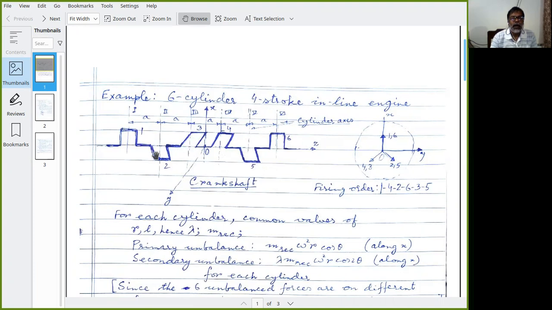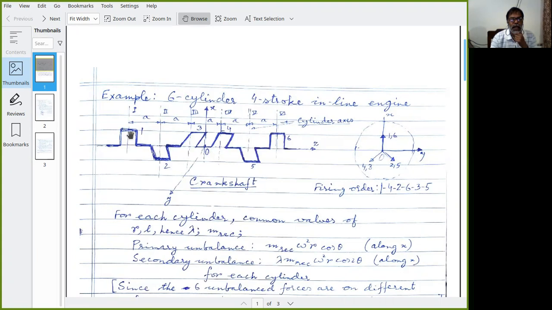That is one of the reasons why I chose this example. And you can understand why Telco was making it. For the Tata trucks, you would need the six-cylinder engine.